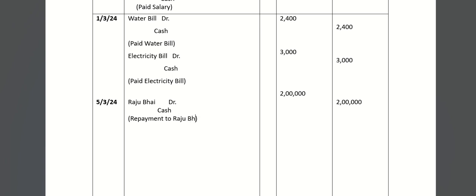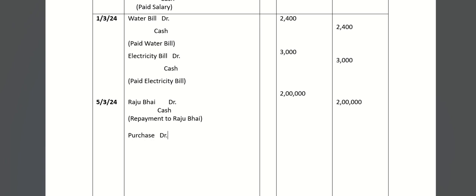You can write whatever you feel convenient. There is no format for writing the narration, but you should mention what is written in the journal. After writing what we did, we once again made a purchase from Raju. So when we make a purchase from Raju, the journal will come as purchase account debited.